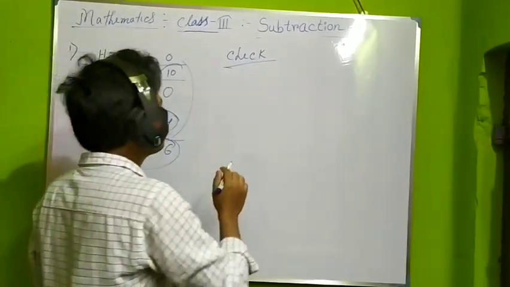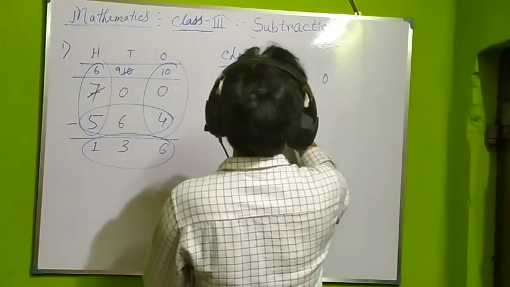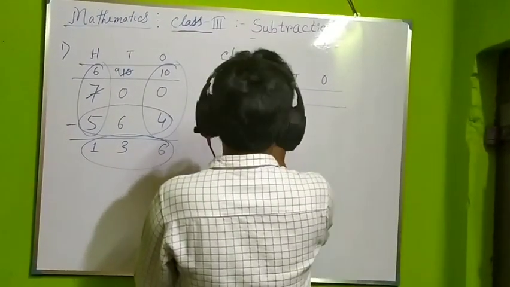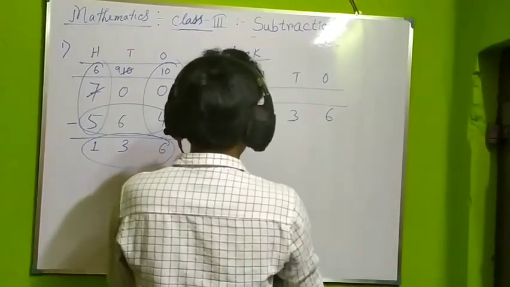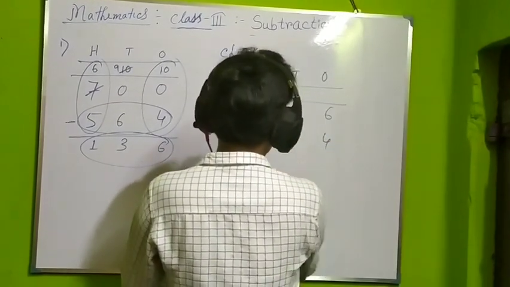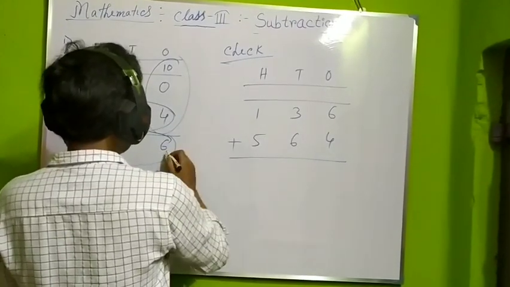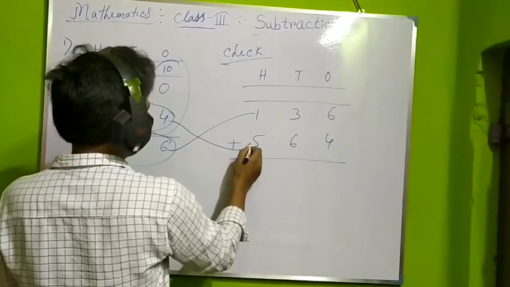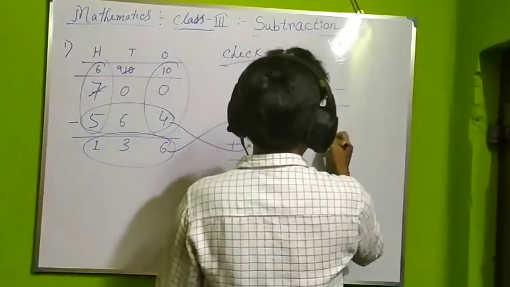Okay, now let's start. At first you write down ones, tens, 100, then you write down at first the difference 136, then 564. Now we have to add these two numbers, where 136 is written here, and the subtrahend is written here. Okay, now we have to add these two numbers.